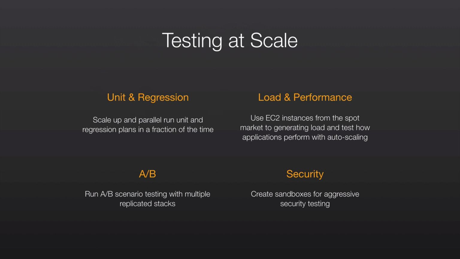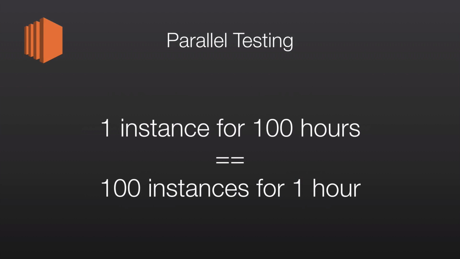And then lastly, on testing at scale, A/B testing, where you might run multiple A/B scenario tests with replicated stacks. Let's look at each one of these in turn. So parallel testing, there's only one thing to say about that, which is one instance for 100 hours costs the same as 100 instances for 1 hour. So it's cost neutral for you to run a large fleet of instances within AWS that will help you get your work done more quickly by parallelizing it. So there's absolutely no downside to doing that. We'd encourage all customers to make use of the compute resources that they need at any particular point in time. As long as you're cleaning up after yourself, the cost impact of that will be zero.